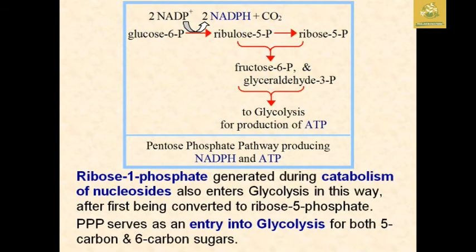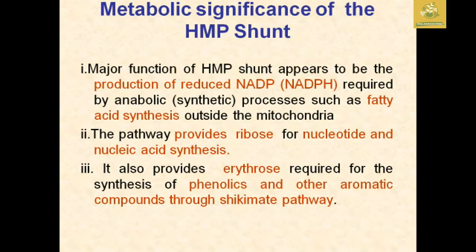And after that the ribulose is generated during catabolism of nucleotides and enters glycolysis, first converted as ribulose 5-phosphate, and PPP, which is the pentose phosphate pathway, serves as an entry into glycolysis for both 5-carbon and 6-carbon sugars from this process. So up to now the cycle is fully completed.